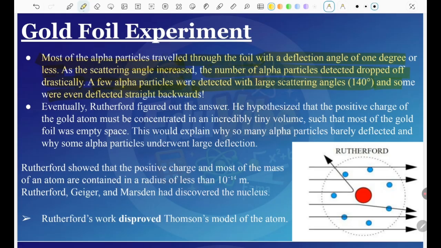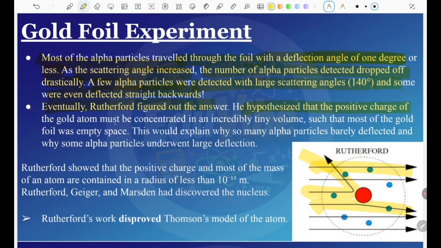So when they put the gold foil in the path, they saw that some of the alpha particles go straight, some deflect at a small angle of 1 degree, some go at a 140 degree angle, and some even return backwards. That is not expected by the Thomson model, so that model is not very good in this case.